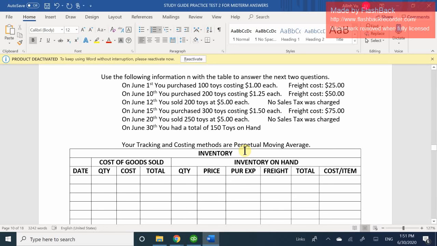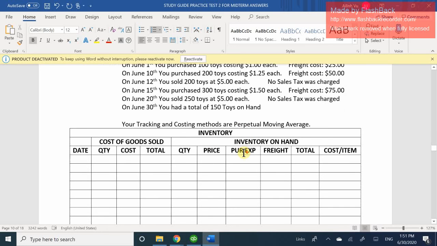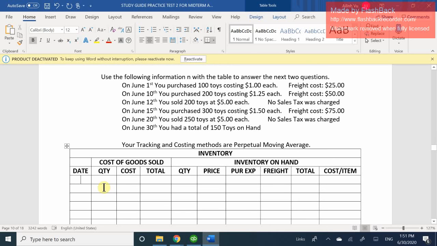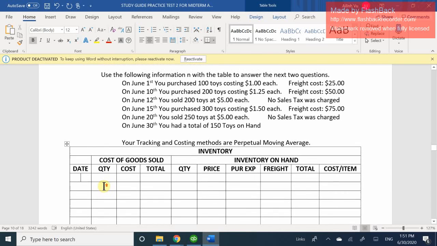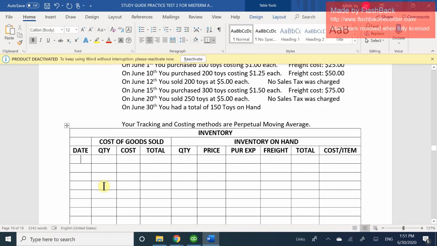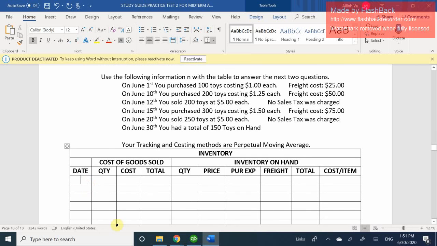So you think it's going to be the same? It's definitely not going to be the same. Okay, so let's go ahead and do our calculations now. So on June 1st, what happened?